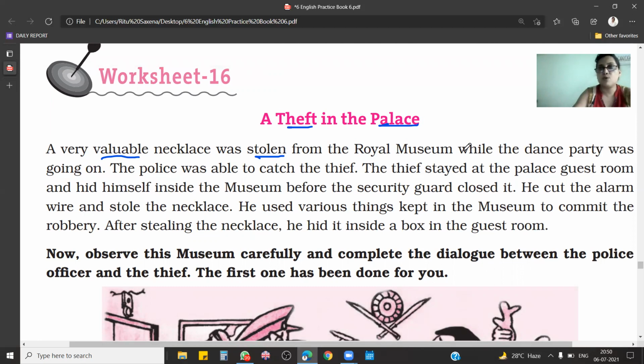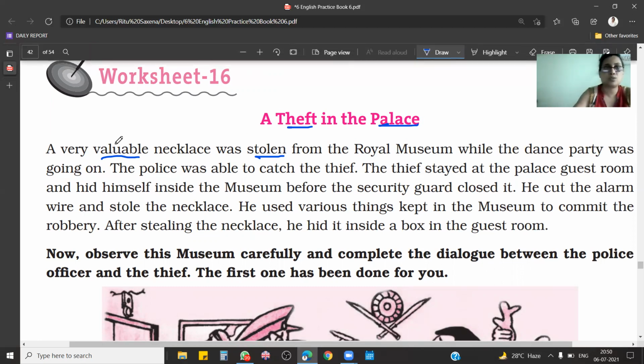From the royal museum while the dance party was going on, the police was able to catch the thief. The thief stayed at the palace guest room and hid himself inside the museum before the security guard closed it. He cut the alarm wire and stole the necklace. He used various things kept in the museum to commit the robbery. After stealing the necklace, he hid it inside a box in the guest room. This is the way the thief stole the necklace.